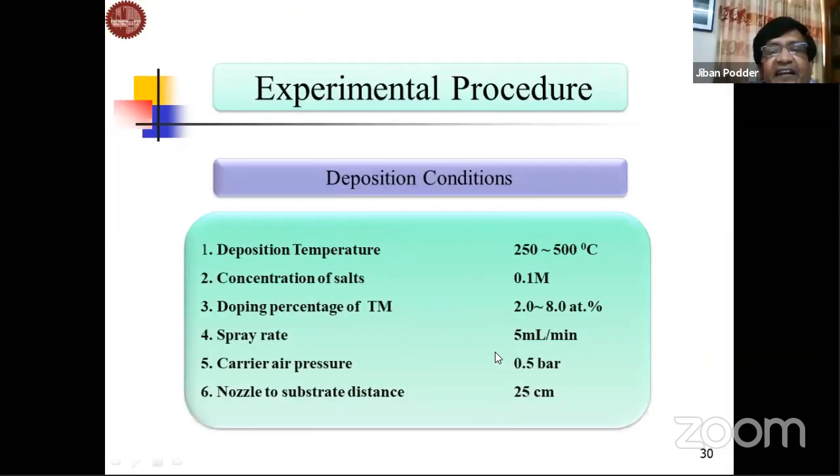In this process, we have to optimize some conditions before deposition. The parameters are the deposition temperature, which is the main important part, the concentration of the salts, the doping percentage of transition metal or any metal, spray rate, carrier air pressure, and nozzle to substrate distance. These are all the important growth parameters we need to optimize for the optimum condition and quality of the film. If we want to grow, then we have to compromise first.